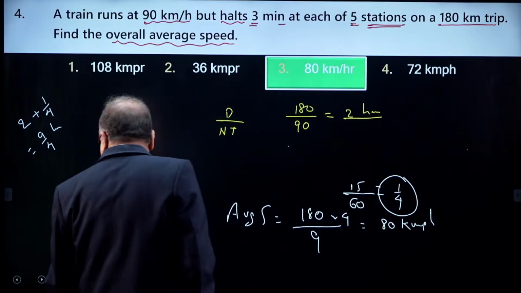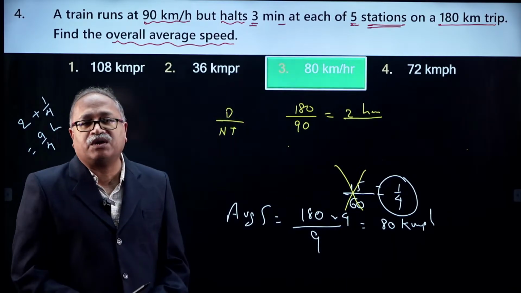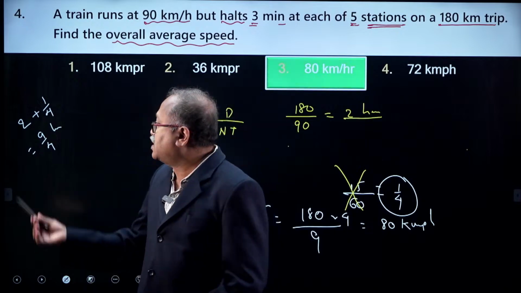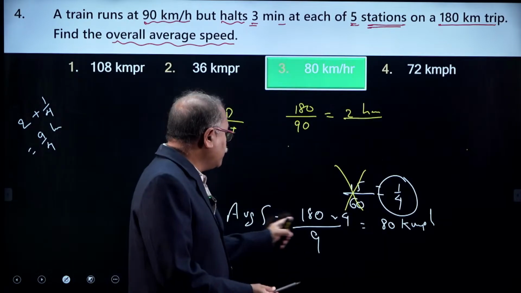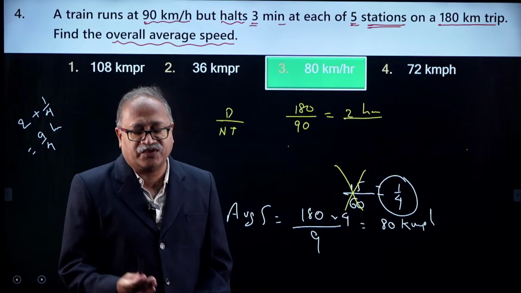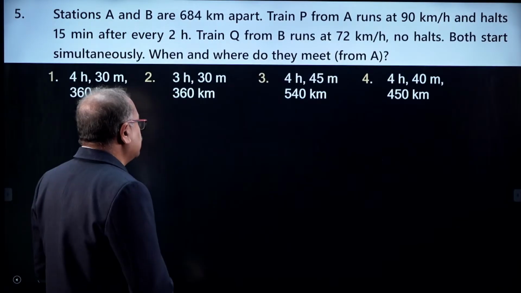Even this you don't need to write. 15 by 60 is the manual understanding, 1 by 4. So the total time is 2 hours plus 1 by 4, that is 9 by 4. 180 divided by 9 by 4 is your new average. Well done. Moving on to the next one.